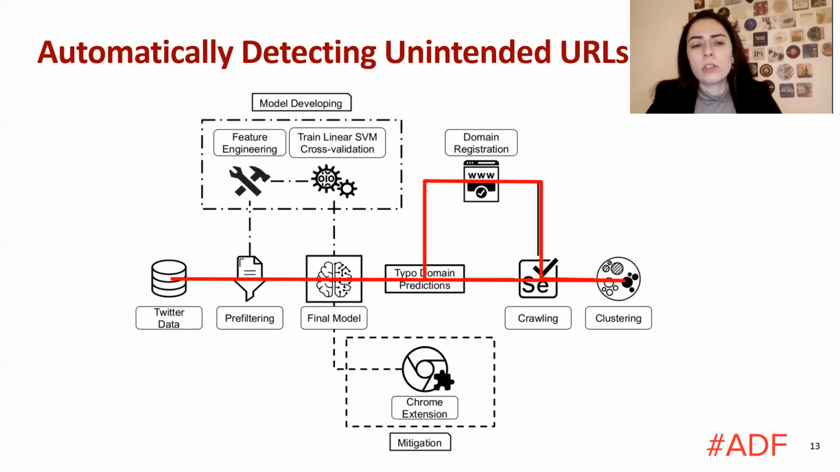Now I want to move on to the automated detection framework part of our diagram. So again, we start by setting up our data collector here, and then we apply our pre-filtering mechanisms. After that, we run our classifier on these tweets to get the unintended URL predictions. And if these URLs are registerable, we register those. And we also implement a crawler here to cluster these websites according to their content.